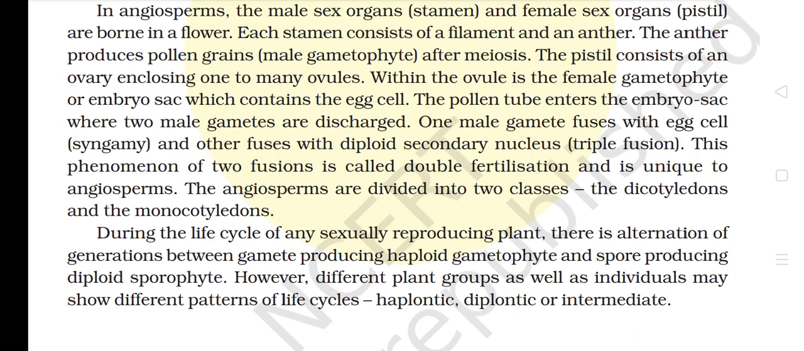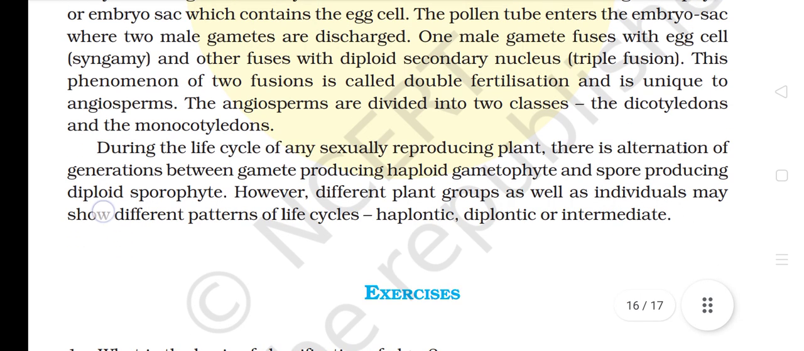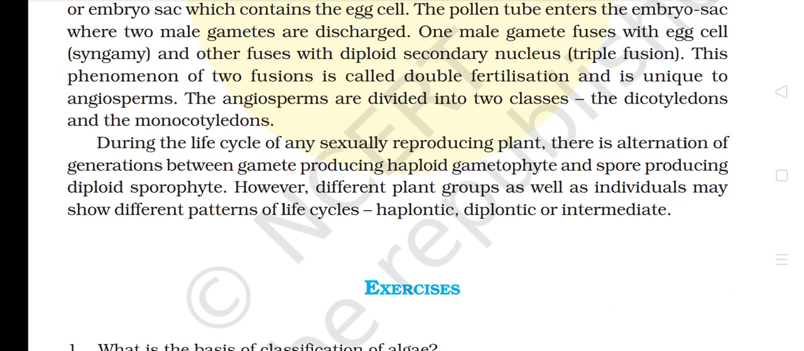The pollen tube enters the embryo sac where two male gametes are discharged. One male gamete fuses with the egg cell, syngamy, and the other fuses with the diploid secondary nucleus, triple fusion. This phenomenon of two fusions is called double fertilization and is unique to angiosperms. The angiosperms are divided into two classes, the dicotyledons and the monocotyledons.